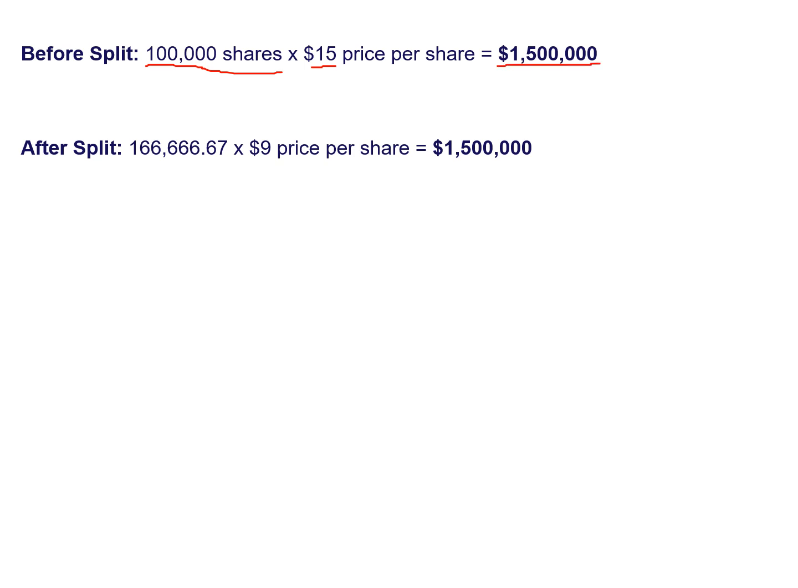So to double check our math that we did in the previous example, we can times the number of shares that we calculated, which was 166,666.67, and we times that by the share price that we calculated, which was $9 per share. When you multiply that out, you get the same answer of 1.5 million. So notice how our market value stayed the same before and after the split.